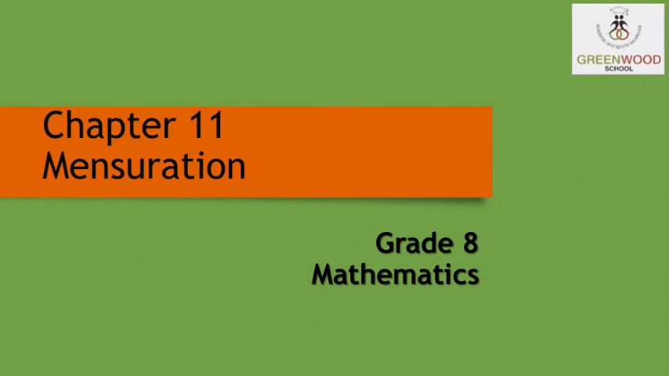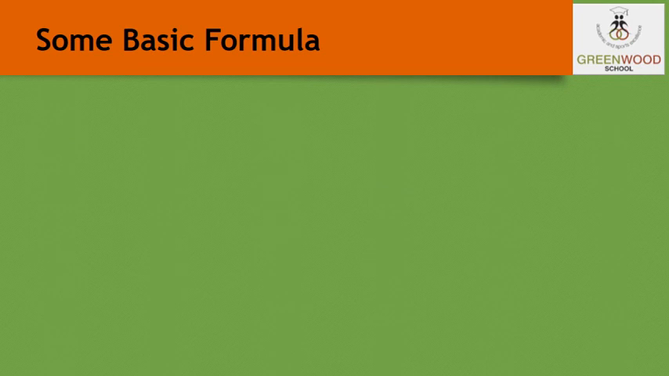Today we are going to learn chapter 11, that is mensuration. Mensuration is a branch of geometry which includes measurements of length, area and volume. Let us understand some basic formulas which we have already studied.